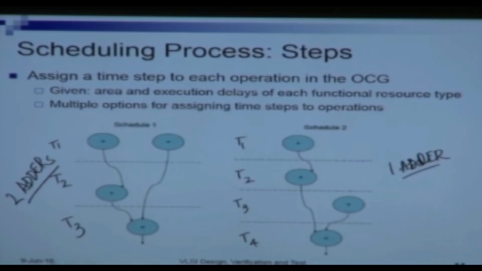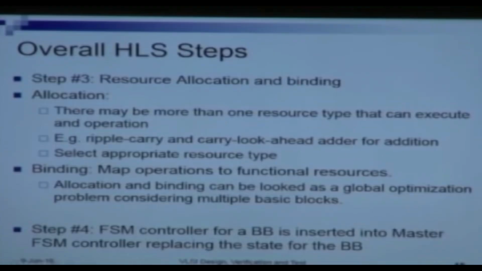Hence, there are trade-offs. And this is a very important trade-off which we call the area versus delay trade-off. The third important step is allocation and binding. After the scheduling step, we know for each operation what the time step is at which it should be started. We know that. Now, given that, we do allocation and binding.